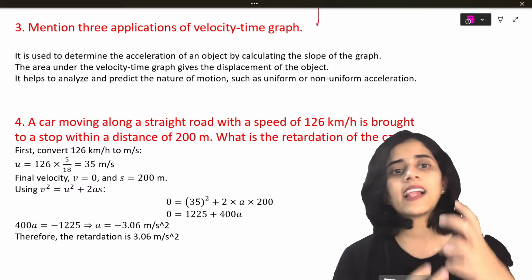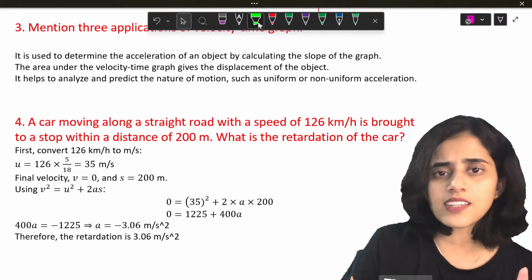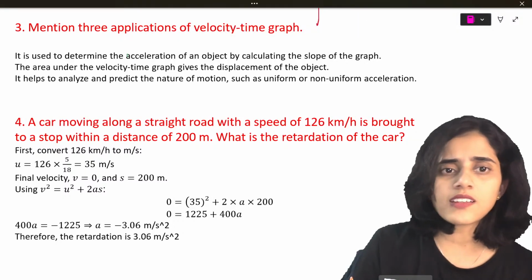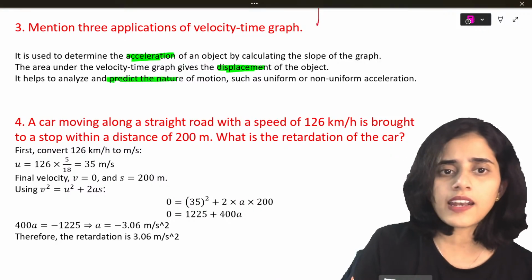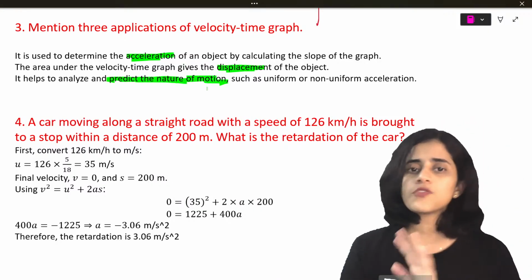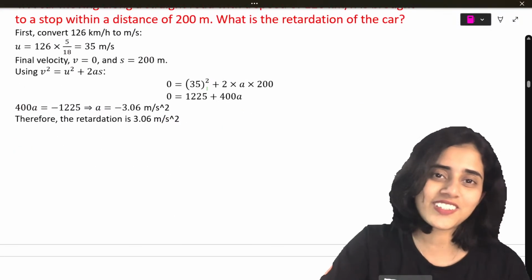Okay? It helps us analyze the nature of motion. Very easy, 3 things. First thing, it gives acceleration. Area under the graph gives displacement and it helps predict nature of motion. Okay? Thank you, Guru Raj.